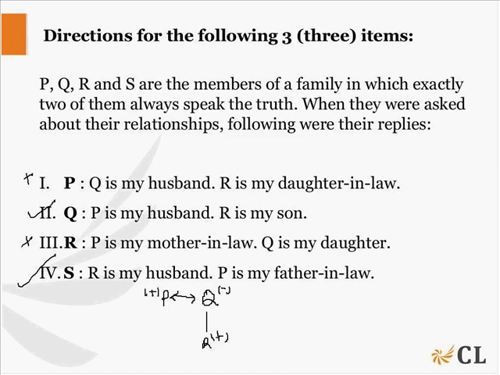Then S is saying that R is my husband. So that means R's wife is S. And P is my father-in-law, which also looks good here. So can I say this diagram is right according to Q and S speaking the truth? This gives you some family diagram. So the rest of the two questions can be solved based on this.